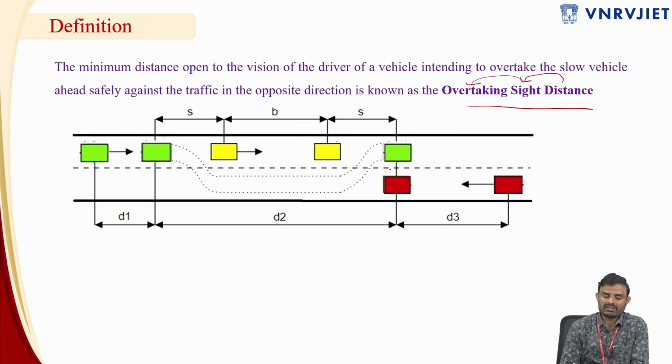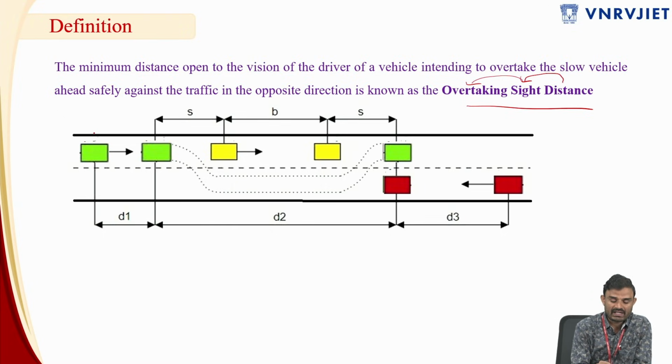So you can see the definition: the minimum sight distance open to the vision of the driver, or the glance of the driver of a vehicle intended to overtake the slow moving vehicle. So what is the need for overtaking? You are traveling at a higher speed, so you need to overtake the vehicle in front of you which is traveling at a slow speed, against the traffic which is moving in the opposite direction. So here you can see the directions of the vehicles which are traveling.